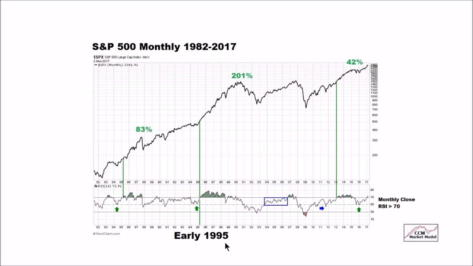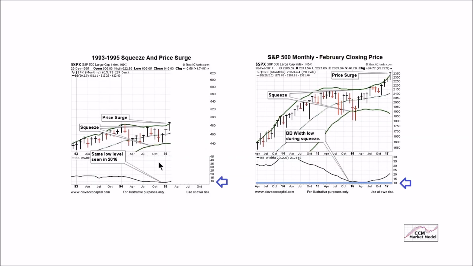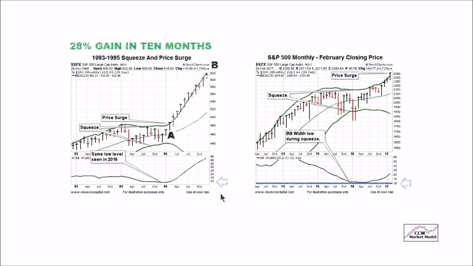Remember, we just looked at early 1995 with monthly RSI. This is a monthly Bollinger Band analysis. Won't go through this in detail because you can read it on See It Market. In this case, we have a price surge here, which is similar to the price surge here in the present day. In the 1995 example, what happened after the price surge? Stocks rallied strongly. The S&P 500 tacked on roughly an additional 28% over the next 10 months.